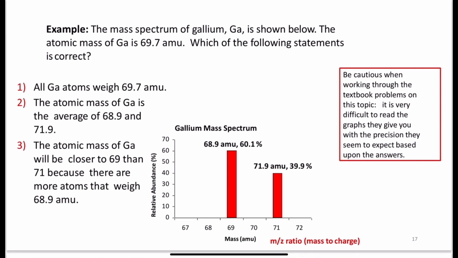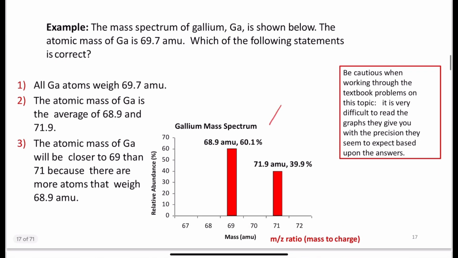When we run a mass spec, the resulting data looks like this, what we call a mass spectrum. A mass spectrum is just the graphical analysis of the data that was observed in the mass spec. Here we've got one for gallium.